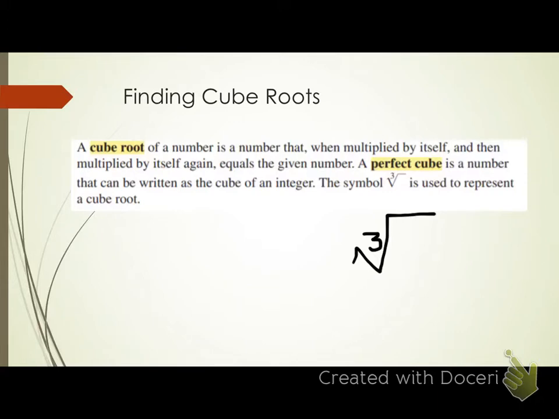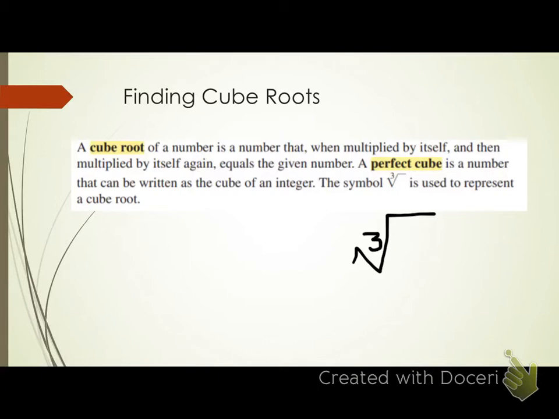Does everyone know what a perfect square is? Can someone tell me what a perfect square is? Divides evenly? Not divides evenly. Multiplies evenly? Not quite. Good guess, though. A perfect square is a number that I can take the square root of, and it gives me a nice integer. No decimals or anything like that.